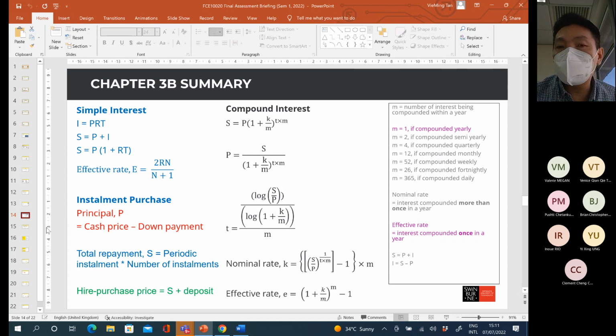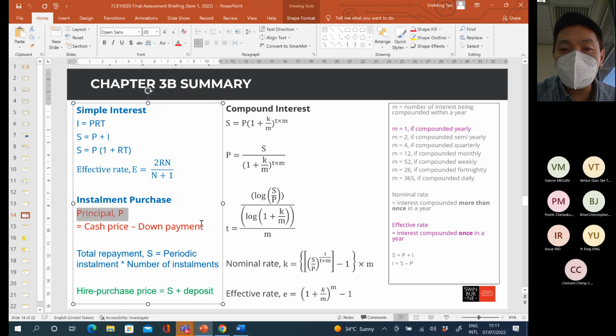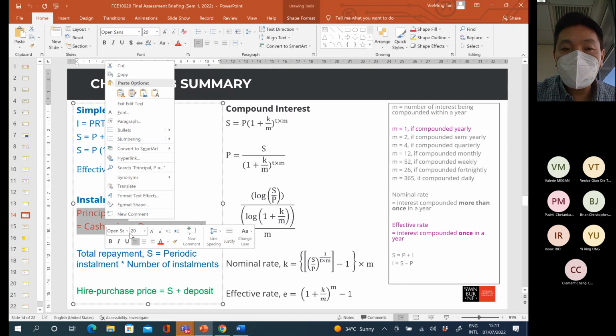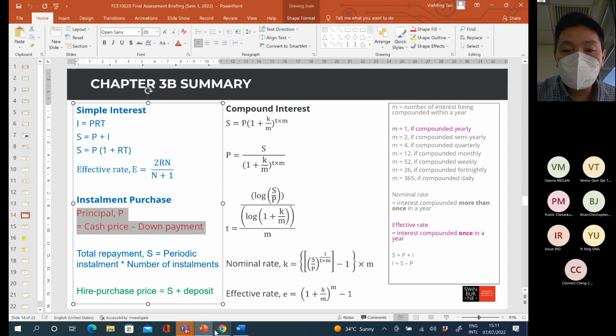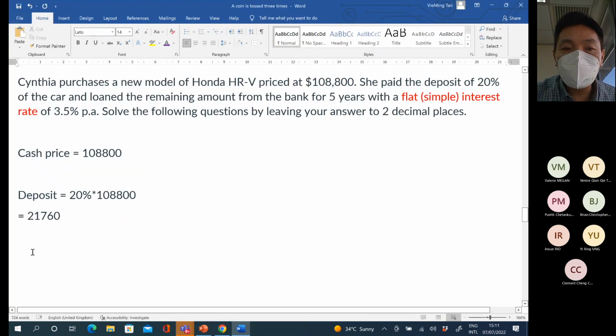We need to know the principal. That means how much is the original loan? How much is the principal of the loan, so that we can calculate the S and also the I. It is important for us to get the P first. Without the P, we cannot get the I, cannot get the S. So we need to get the principal ready. So we need this formula ready first.